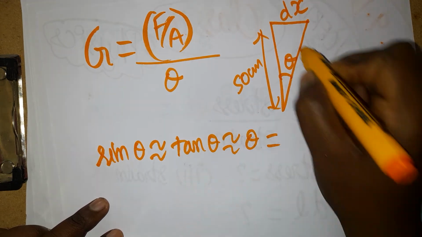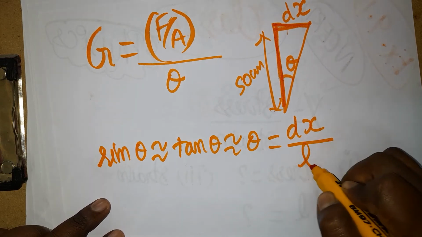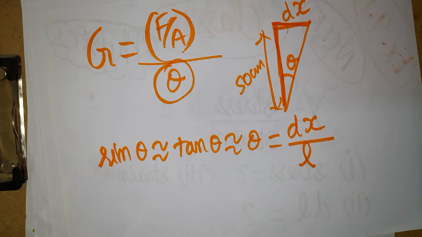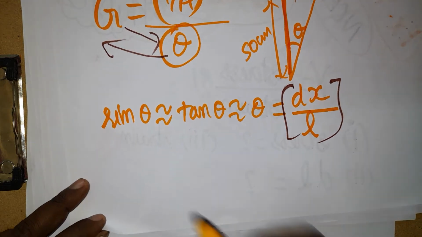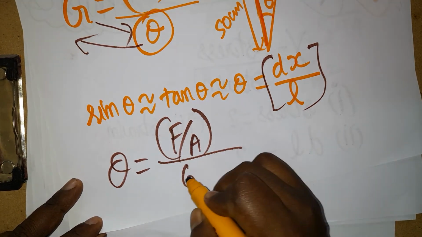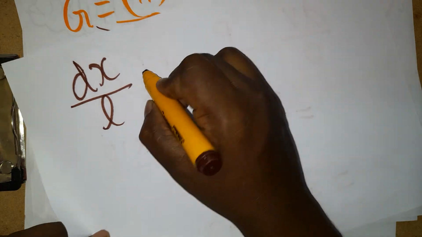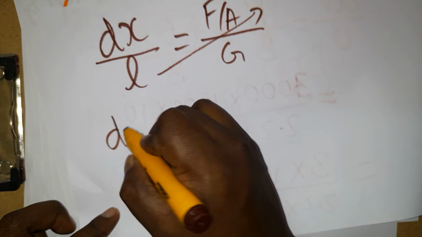If you take tan theta, opposite by adjacent, opposite is dx, adjacent is L. Very simple formula. Because they asked what is the changing length, instead of theta you can write dx by L. So theta you can take this side, G you can take this side. So theta is equal to force per unit area, that's called stress, divided by G. Theta we can write as changing length by the length of the block, equal to force per unit area divided by G. This length also you can take this side, finally you will get the changing length.